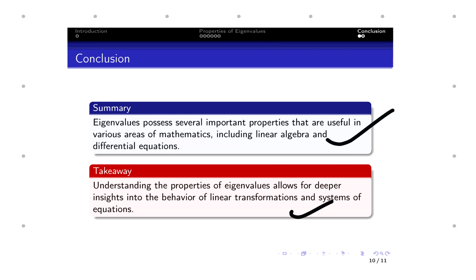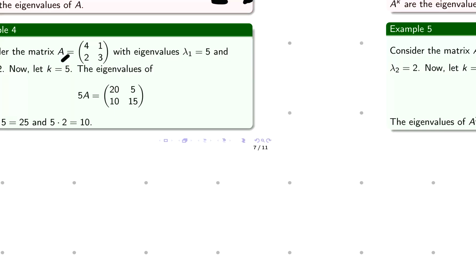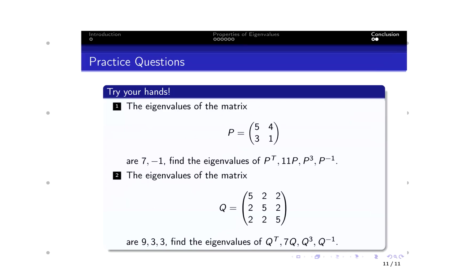Very important. Okay, so we have some practice questions which will really be helpful to train your hands. So see these questions now. Try your hands on these questions like I always like you to do. The eigenvalues of the matrix P, which is 5, 4, 3, 1, are 7 and minus 1. So I've given you the eigenvalues. Find the eigenvalues of P transpose, 11P, P cube, and P raised to power minus 1.